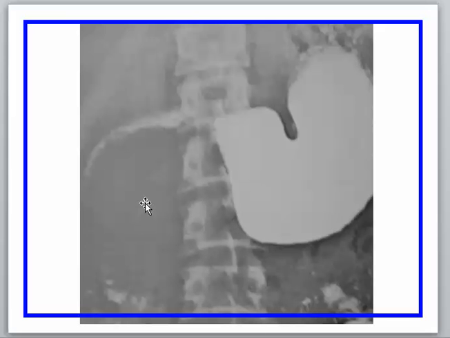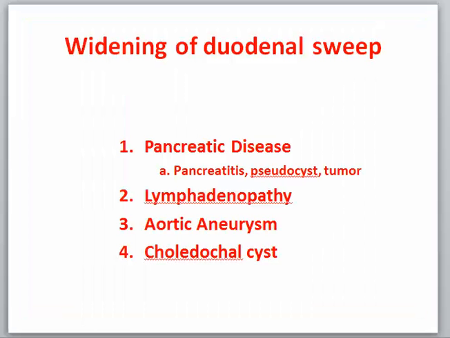And don't forget that there are some congenital anomalies related to the bile duct, called the choledochal cyst. So we can gather all together as this. We can have pancreatic disease like pancreatitis, pseudocyst, and tumor. We can have lymph nodes. We can have aortic aneurysm and choledochal cyst.